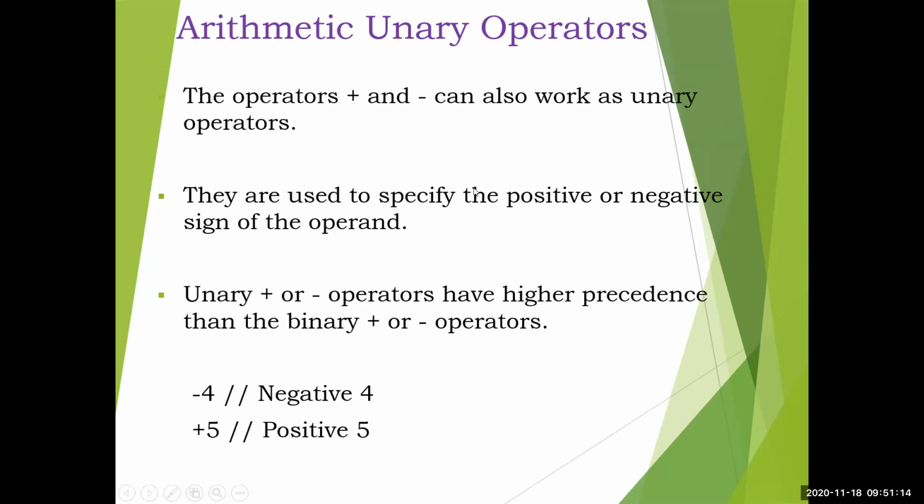Then unary operators, the arithmetic unary operators. The operators plus and minus can also work as unary operators. They are used to specify the positive or negative sign of the operand. In some cases we need to write plus 5 or minus 5 as integers, so to specify that we use the same operators, and in that case they are called unary operators. Unary plus or minus operators have higher precedence than the binary plus or minus operators. So in an expression, a unary plus 5 or minus 5 will be evaluated first, then the binary.